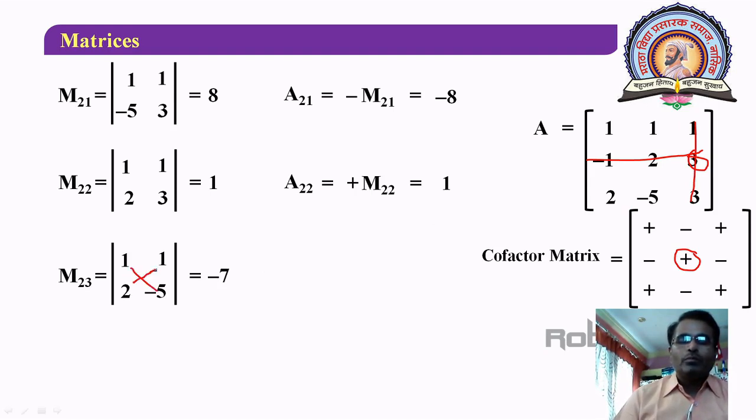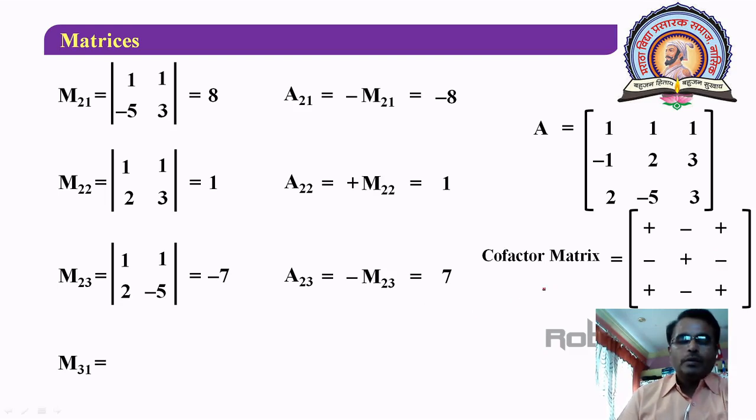Minus 5 minus 2, that is minus 7, as a negative sign is here. So it is clear that you have to consider negative sign for a cofactor. So minus M23 and it is coming 7. Similarly, you can consider M31. M31 means for this element, this is A31, and for this element last row and first column.